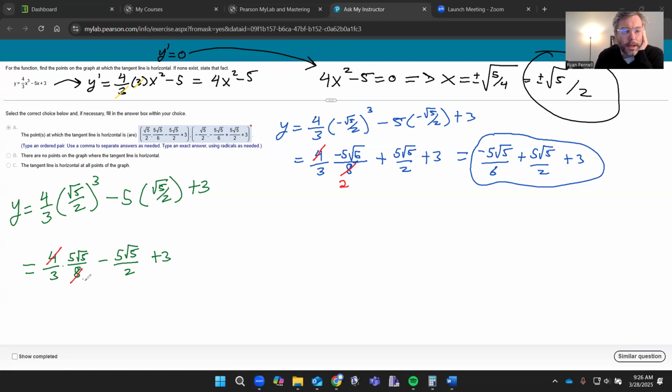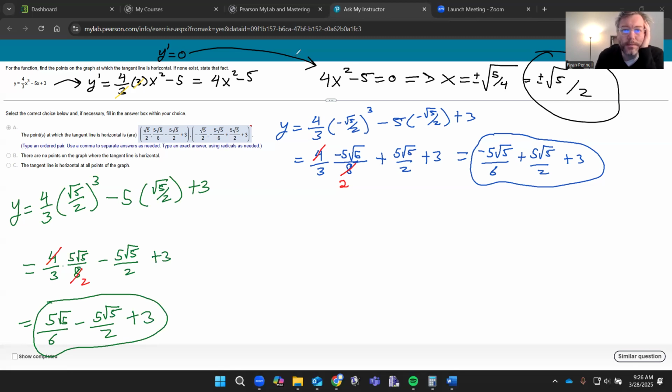So 4 over 8 gives me 2. 5 halves doesn't reduce. 3, I don't think reduces there. So 5 root 5 over 6 minus 5 root 5 halves plus 3. I think that's the output if you plug in the positive. Yeah, I get the same thing.